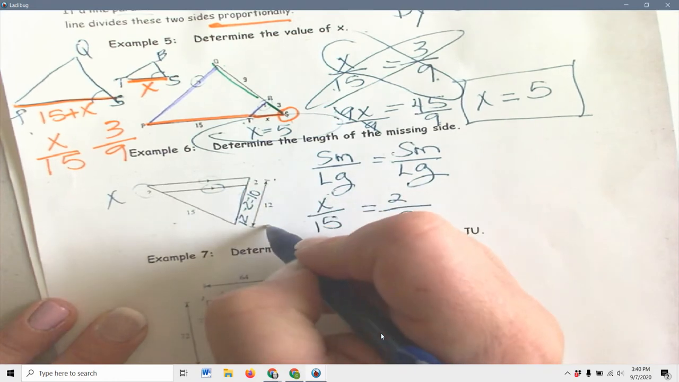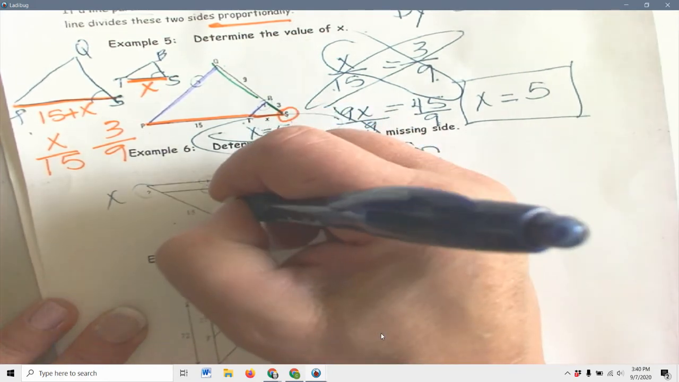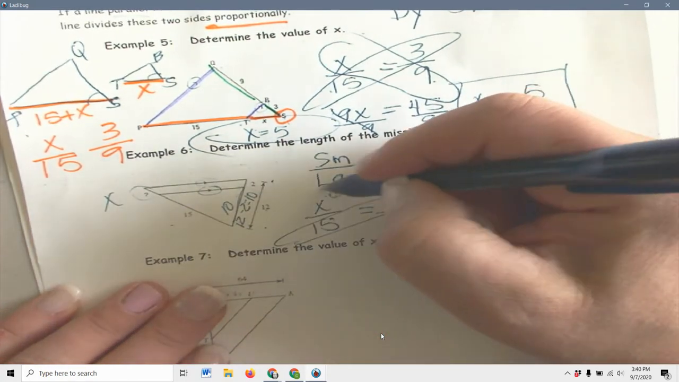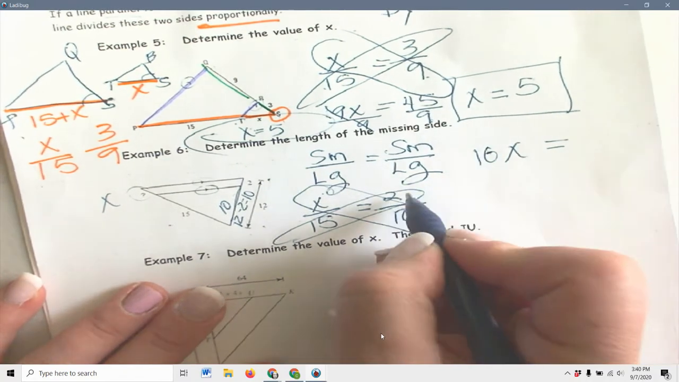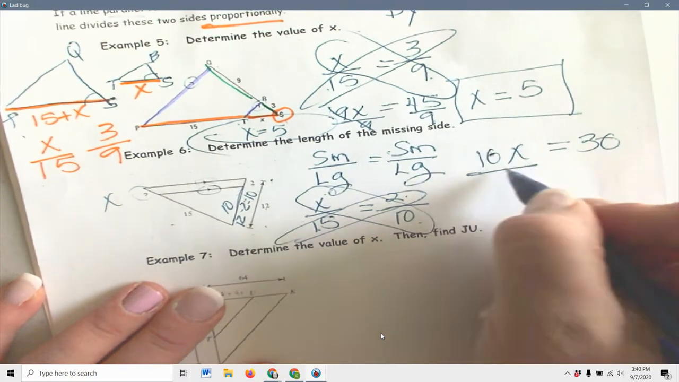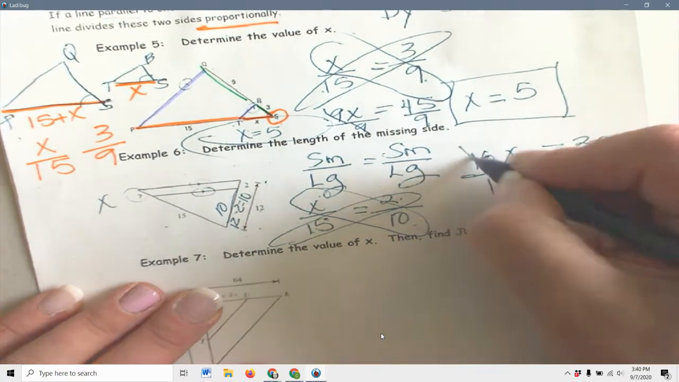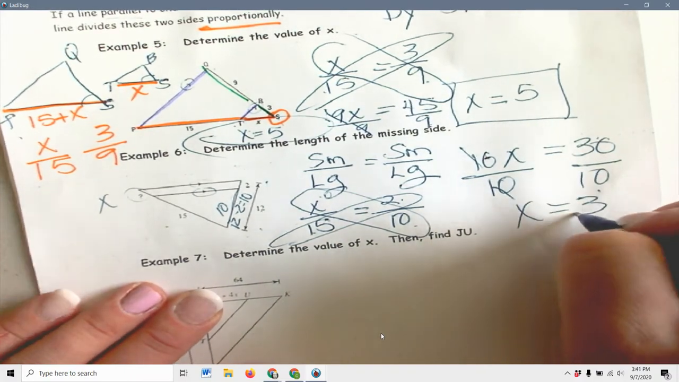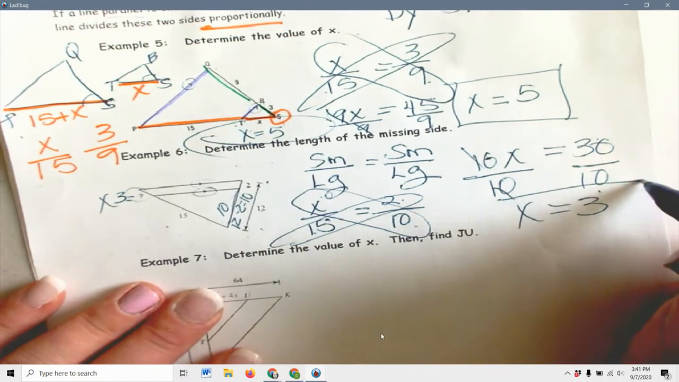The little piece and the big piece together equals 12, but we've subtracted to figure out what this part is. Okay? We'll cross multiply, and that'll give us 10x equals 2 times 15, or 30. We want the x by itself to solve for x, so we're going to divide by 10, and we'll get x equals 30 divided by 10, or 3. So this little piece over there equals 3.